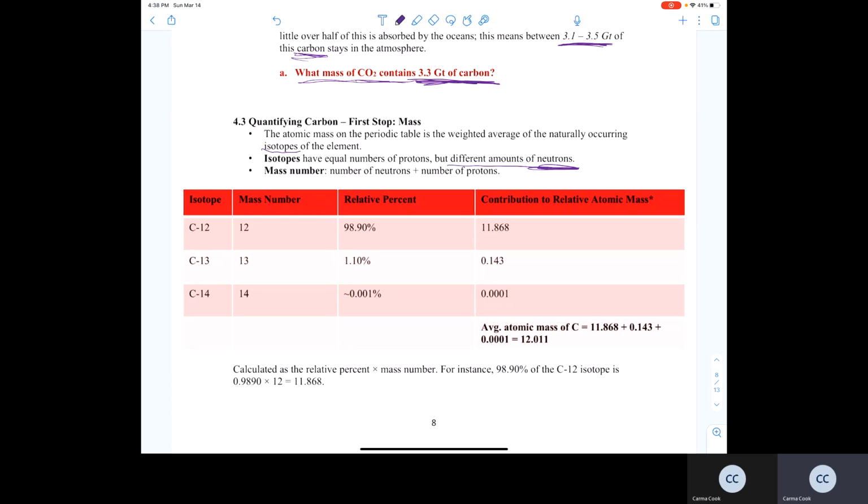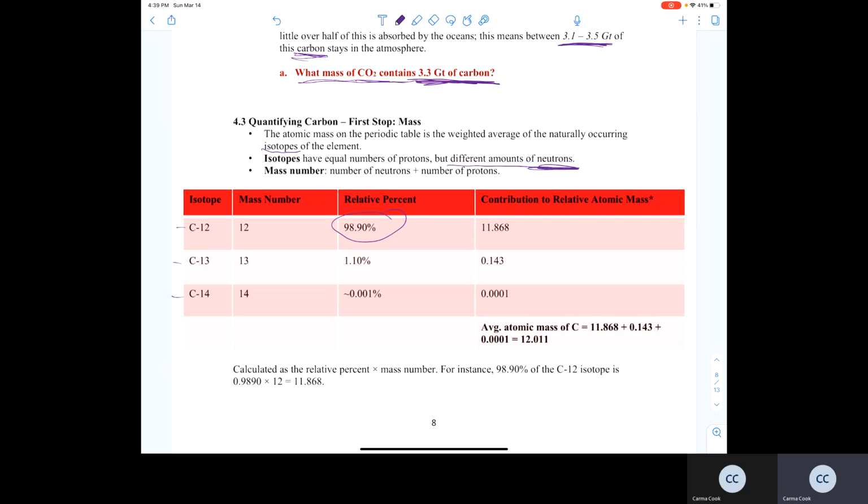So carbon has 3 main isotopes: carbon-12, carbon-13, and carbon-14. And so those representations, 12, 13, and 14, represent the mass numbers of each of these 3 isotopes of carbon. And so carbon-12 is the most abundant isotope of carbon. 98.90% of all carbon in the Earth is in the form of carbon-12. Another 1.10% of all carbon in the Earth is carbon-13, and then approximately 0.001% of all carbon in the Earth is carbon-14.